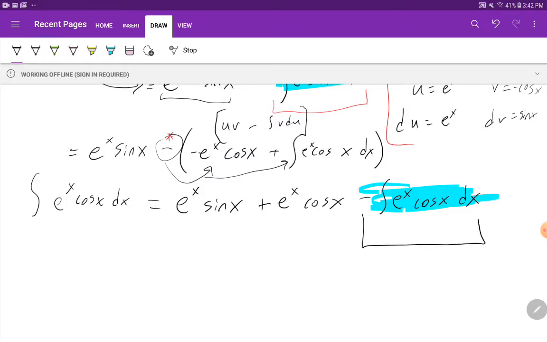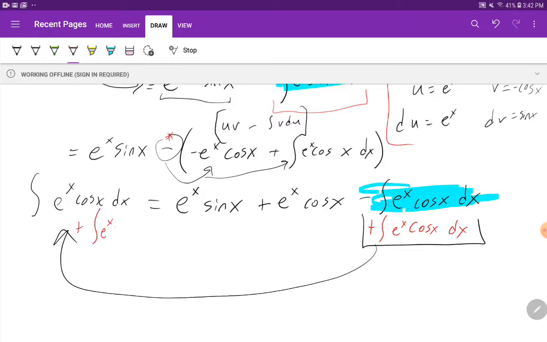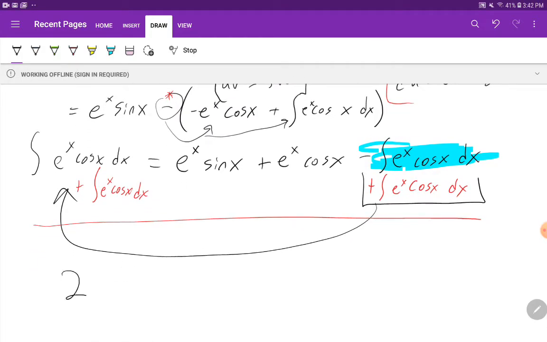I can add this piece onto the other side, right? It's just like combining like terms. Essentially what I'm going to do is add integral e to the x cos x dx over to the other side. So this becomes plus integral e to the x cos x dx. And look at what happens. We get two of them now on the left side. And then on the right side, we're left with e to the x sine x plus e to the x cosine x. And I'm just going to add that plus c just because we integrated something indefinite, right? So that always means we get a plus c that comes out no matter what.